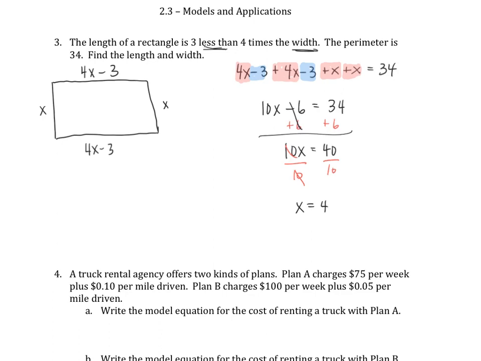Okay, again, I want to go back to the problem and see what it's asking me for. It asks me to find the length and the width, so I can't just stop at 4. x represented the width, so I know the width is 4. It doesn't give me any unit of measurement, so we're just going to put 4. It should give you some kind of unit of measure, but it didn't in this case. All right, and then the length, we just substitute 4 in for x. So 4 times 4 minus 3, which would be 16 minus 3, so 13. So the length is 13 units.